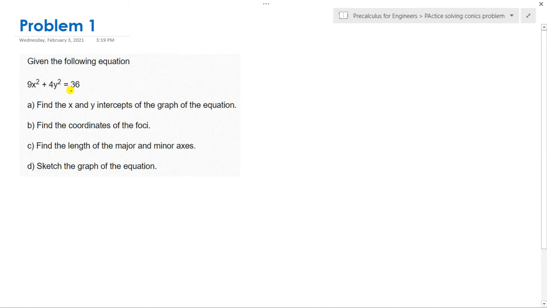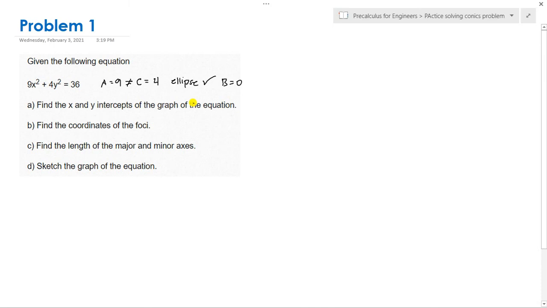9x squared plus 4y squared is equal to 36. Now, let us guess if it is an ellipse. Since a is equal to 9 and 9 is not equal to c because c is equal to 4, therefore this is an ellipse. This is an ellipse. And also here, b is equal to 0. Meaning, the axis of the ellipse is either parallel to x or parallel to y.